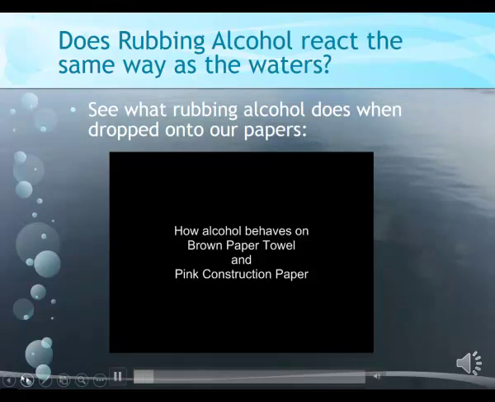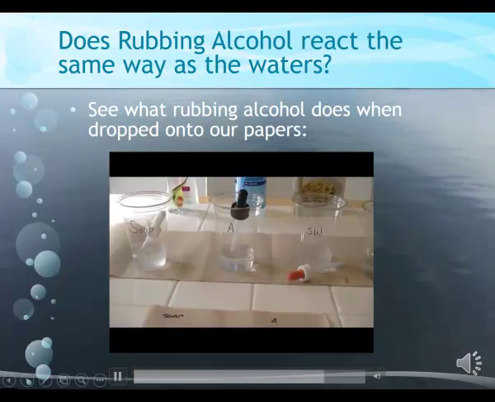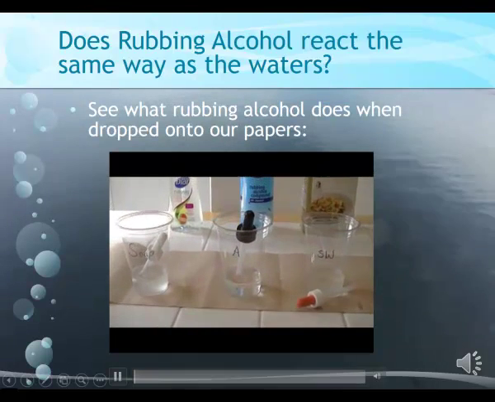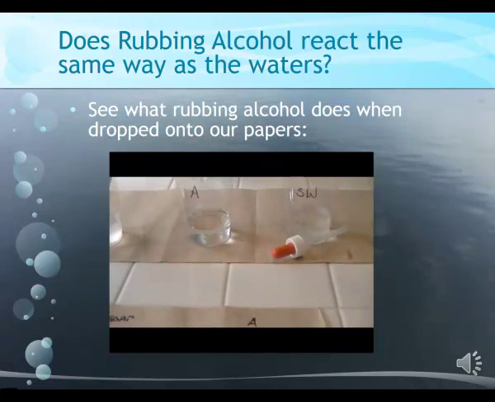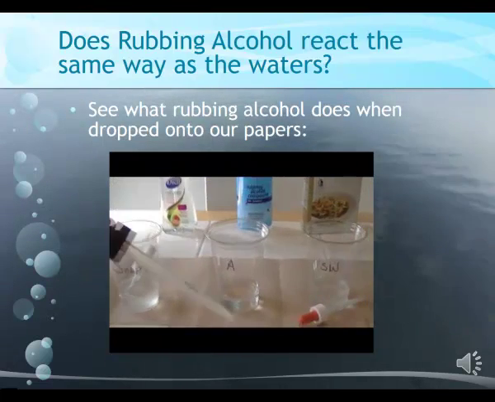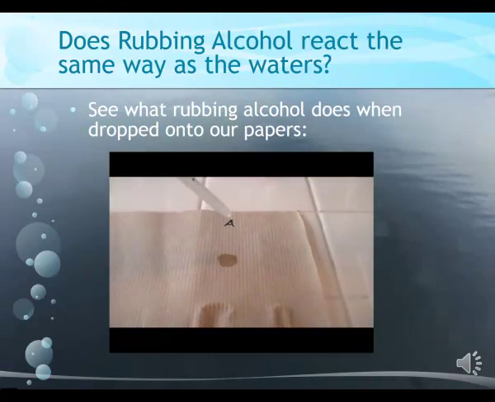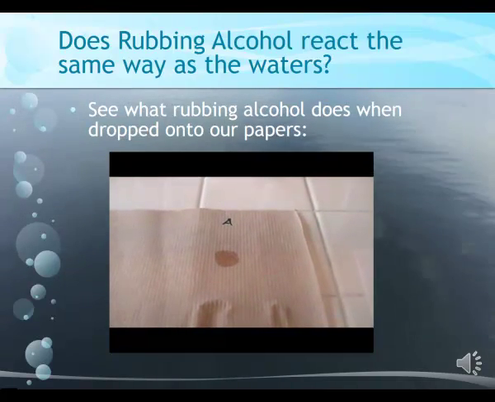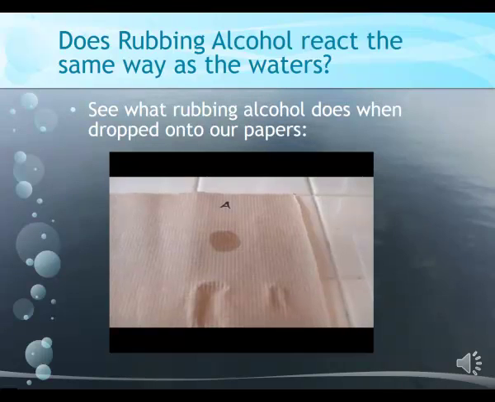Now we're going to look at rubbing alcohol. How does it react on the brown paper towel and the construction paper? Time to test our alcohol samples on the brown paper towel and on the construction paper. So here we go, 1 drop of alcohol. Wow, that's spread out pretty fast. Look at how fast that is.